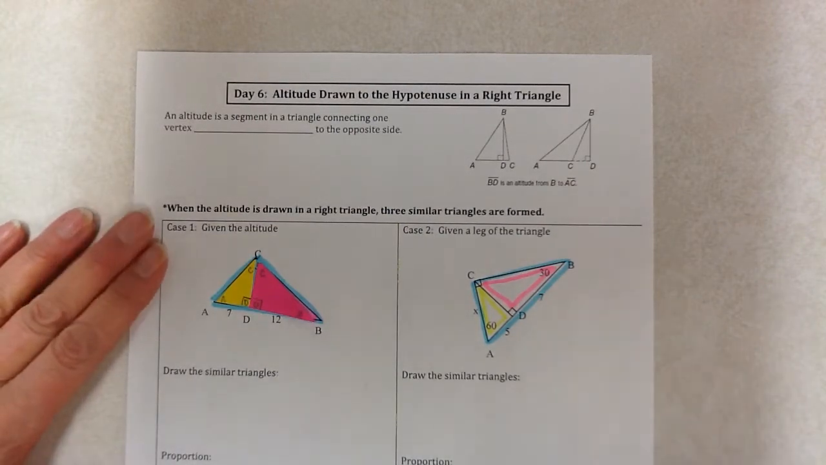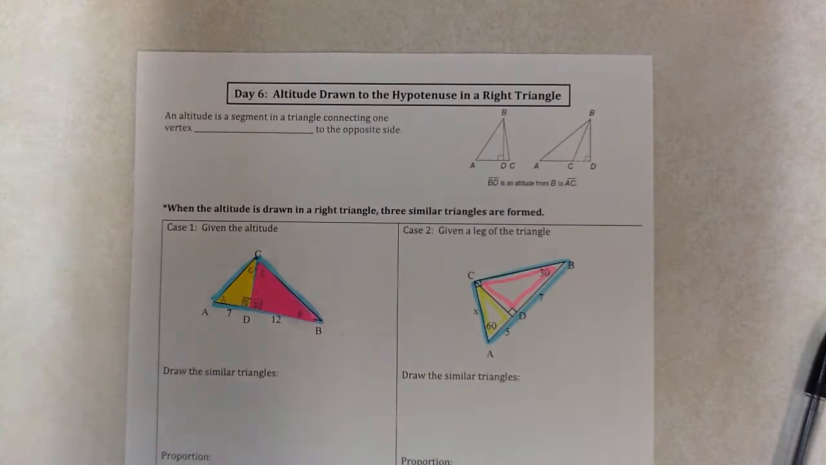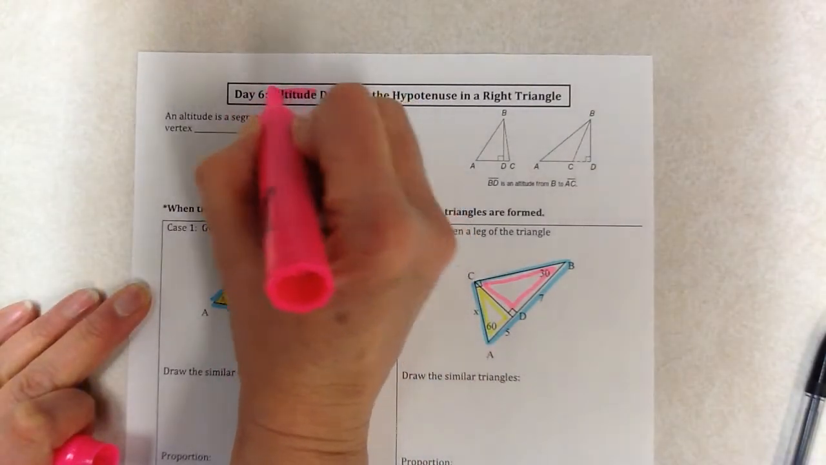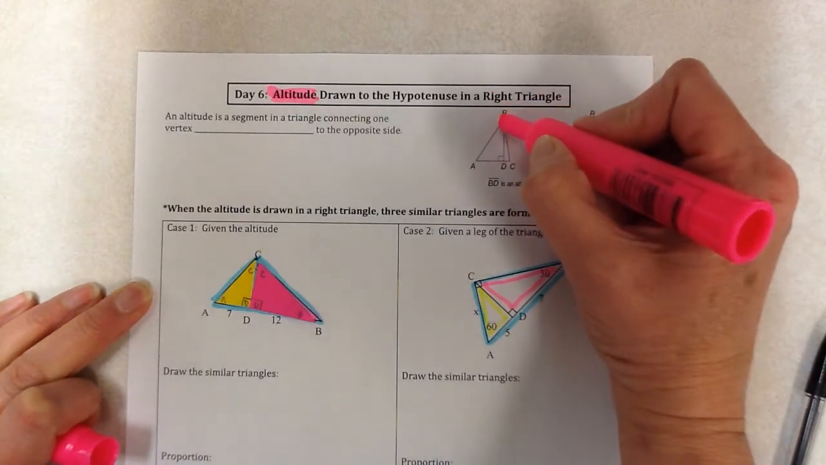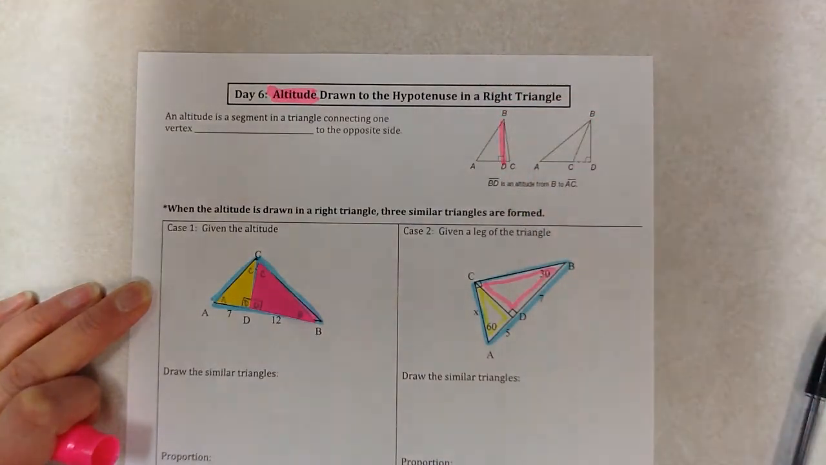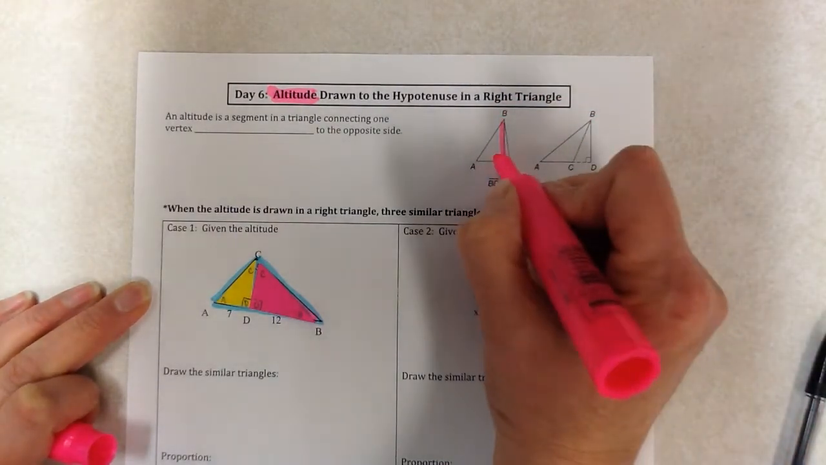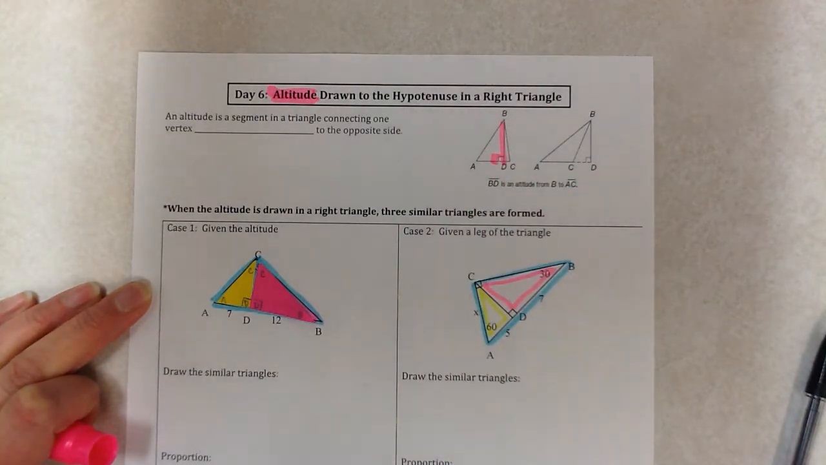We've talked previously about what it means for there to be an altitude in a triangle. In the two pictures that you see drawn, the altitude in both of them is segment BD. It goes from one vertex across to the opposite side and it hits at a perpendicular.